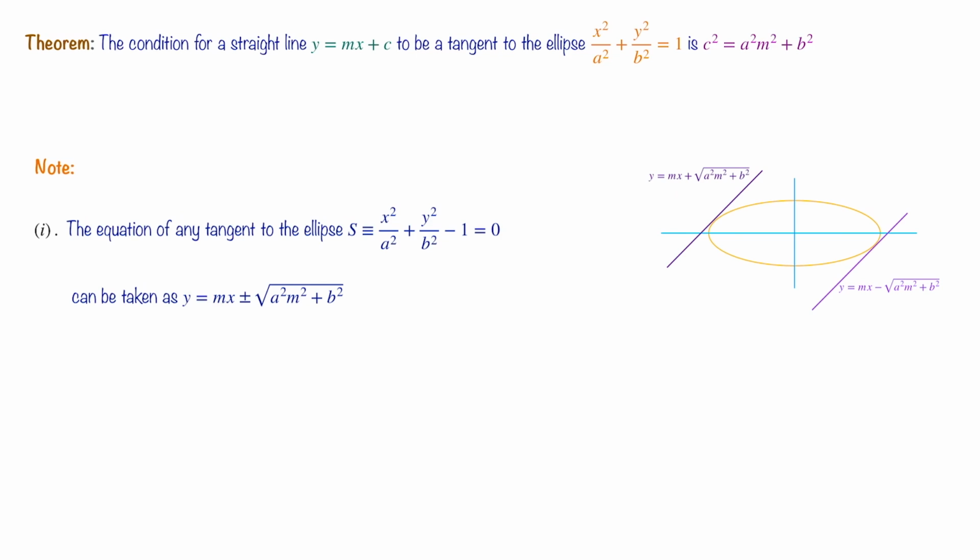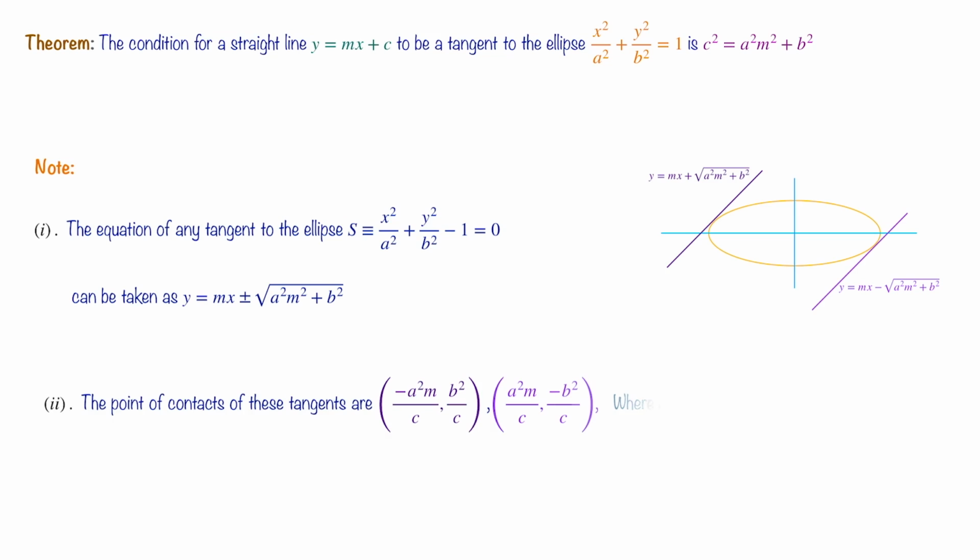One tangent is y = mx + √(a²m² + b²). Another tangent will be y = mx − √(a²m² + b²), both having the same slope m. Okay, fine.